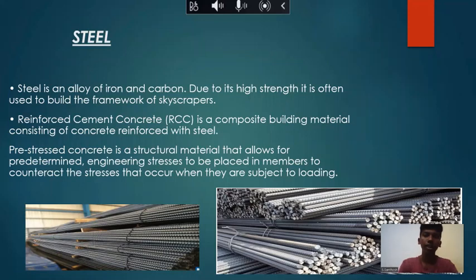Steel is an alloy of iron and carbon. Due to its high strength, it is often used to build the framework of skyscrapers. So reinforced cement concrete, that is RCC, that's what we are speaking about, that the steel are used for the reinforcement. And these reinforced steels, or the steels that are used in the concrete, they differ depending on the structures. So while you're constructing a small building, you will only require a small 10 or 20 thick steel. But then when you go for bigger buildings or something like a flyover, you might need a bigger thickness of steel.